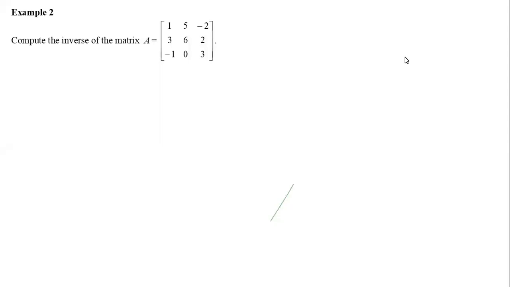Help me to find the minor of 2. Help me to find the minor of 5. Help me to find the minor of -2, and that your -2 is A13. I'm waiting for your response.